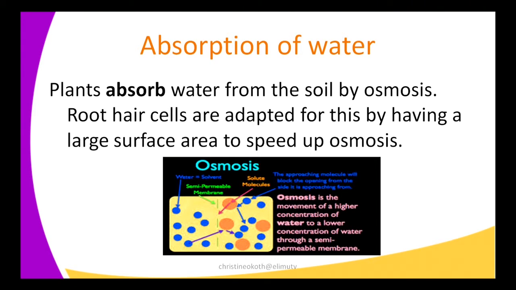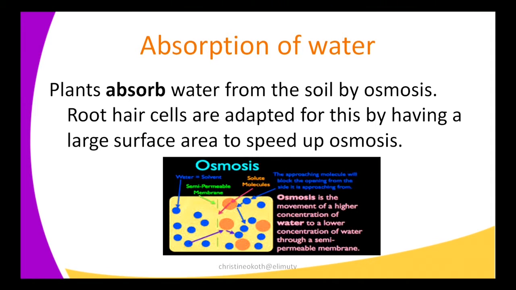Absorption of water. So what is absorption of water? The plants absorb water from the soil by the process we call osmosis. We have root hair cells which are adapted for this. By having a large surface area, they speed up the rate of osmosis. Osmosis is the process in which the plants absorb water from the surrounding soil into the root cells. So we have an illustration of osmosis.